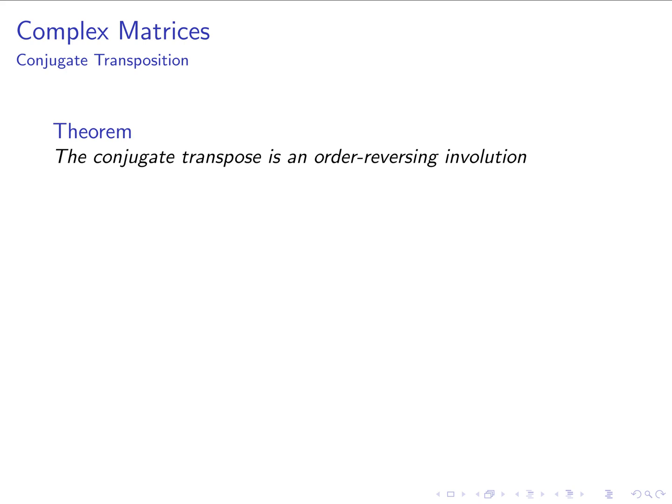So what sorts of things can we say about conjugate transposition? Well, our first important theorem says that just like transposition, the conjugate transpose operation is another order reversing involution. What this means is that if we multiply two complex matrices together and then take the conjugate transpose, that's the same thing as conjugate transposing each of the matrices individually, but we now multiply them together in the opposite order. It also means that if we take the conjugate transpose of a matrix twice, we get back the original matrix.